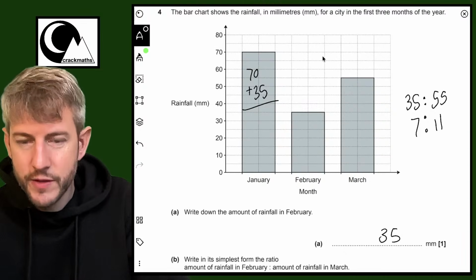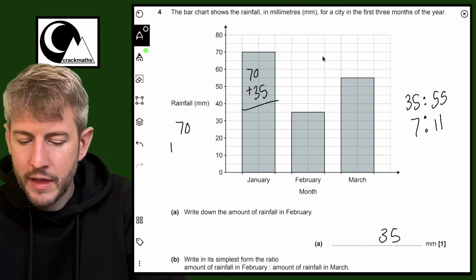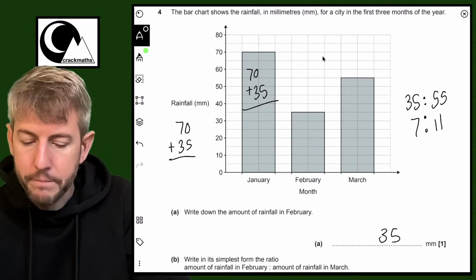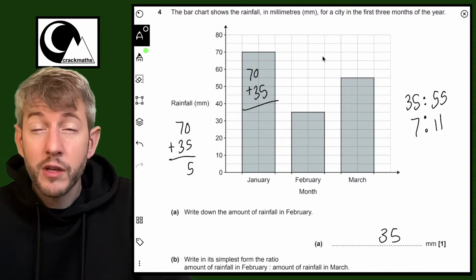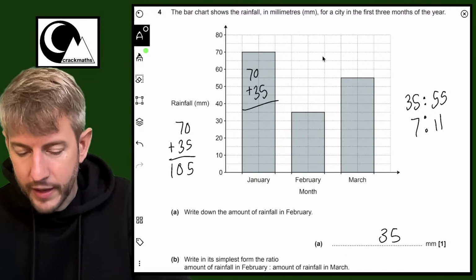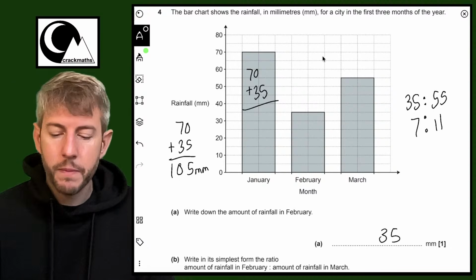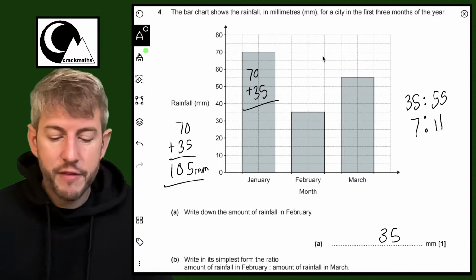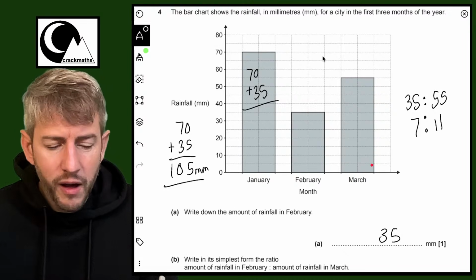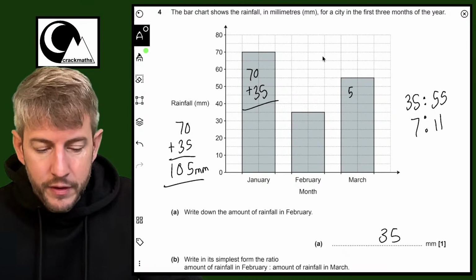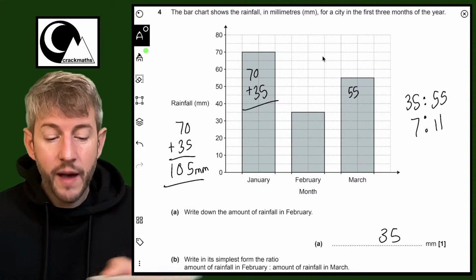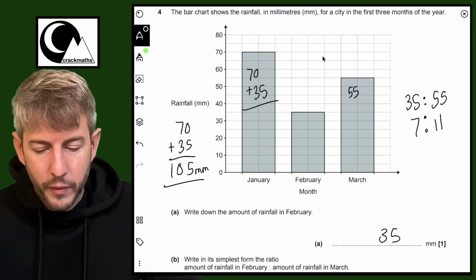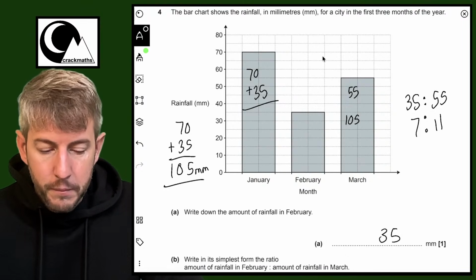Okay, so I can do this over here. So we've got 70, add 35. 0 add 5 is 5, 7 add 3 is 10. Okay, so there's 105 millimeters of rain in January and February. Now in March, there was 55. Okay, but we need to get up to 105. So what we want to do is 105 minus 55.